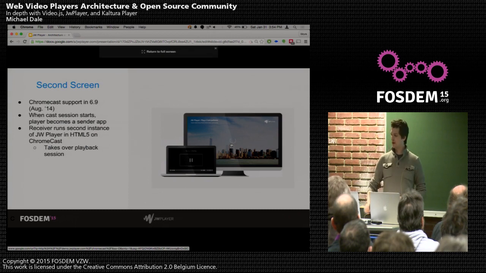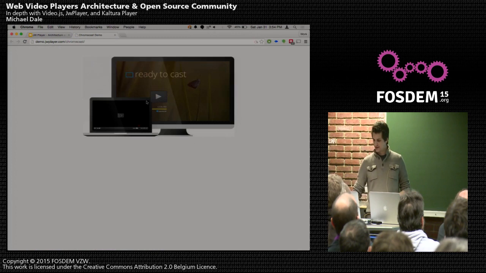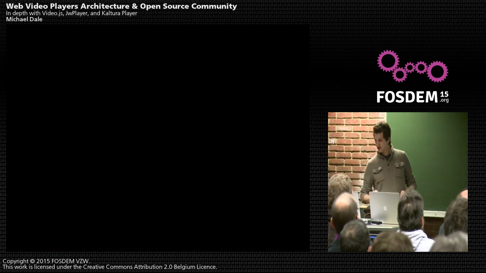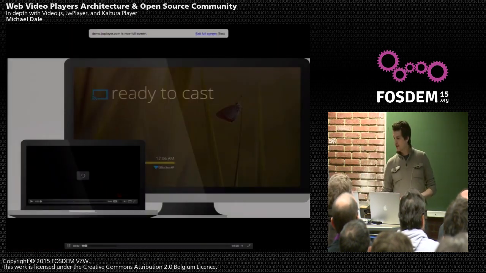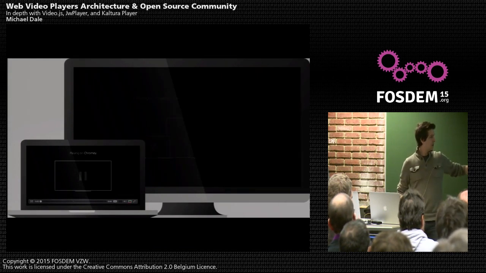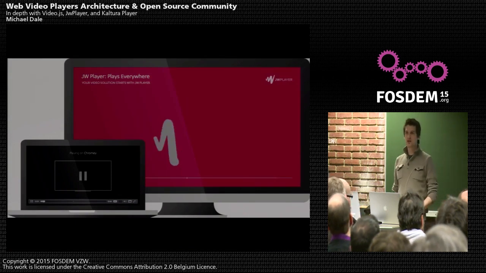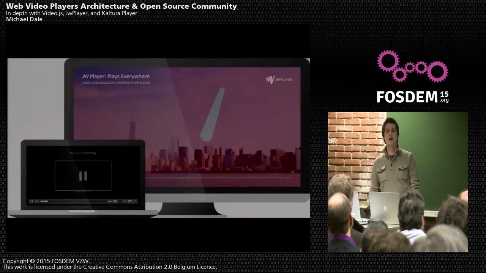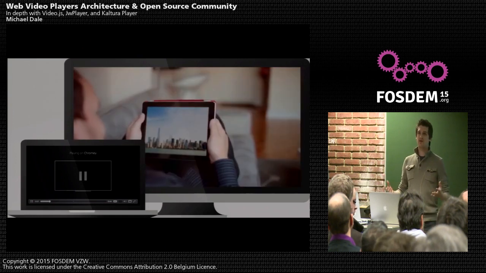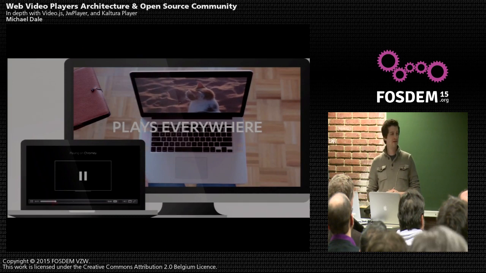So I'm going to show a little demo of how this works with the JW Player. It's not a live demo because Chromecast sucks on public networks. But what you're seeing here is, on this computer over here, we've got a JW Player. We hit the cast icon, and it starts a Chromecast session on your TV. What's happening there is there's an HTML5 app that's a JW Player in full screen mode with a little bit of custom skinning on top of it.